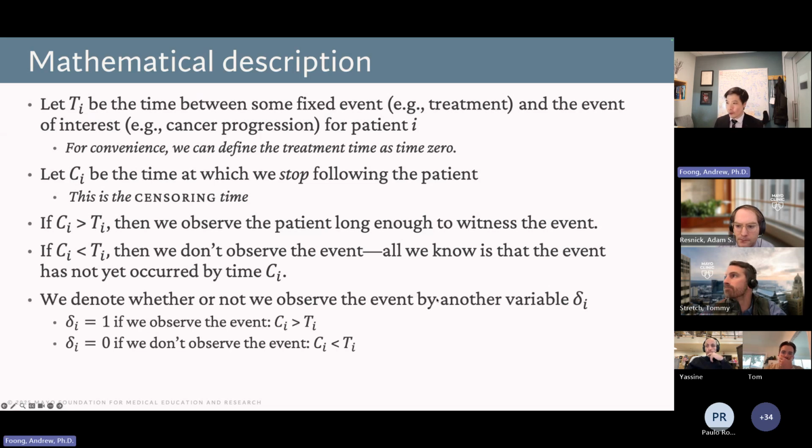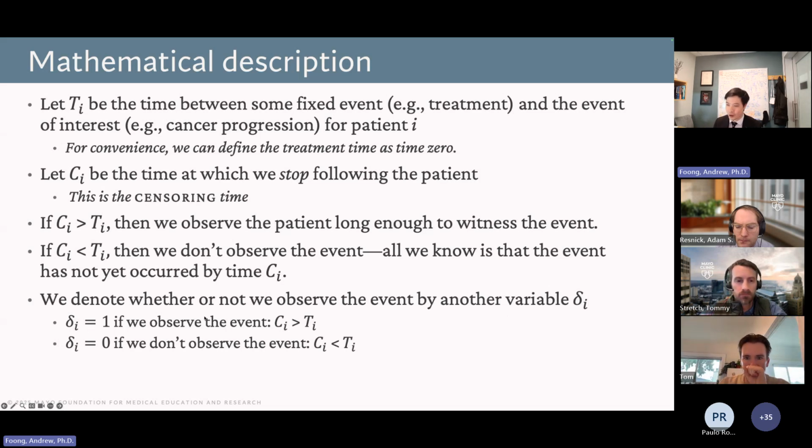We can denote whether or not we managed to observe the event by another variable called delta I. And we just say that delta I equals 1 if we observe the event. So delta I is 1 if the censoring time is greater than the event time. And delta I is 0 if the opposite is true.